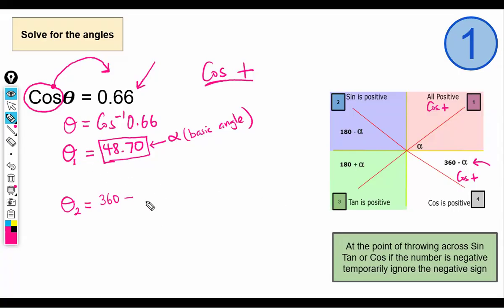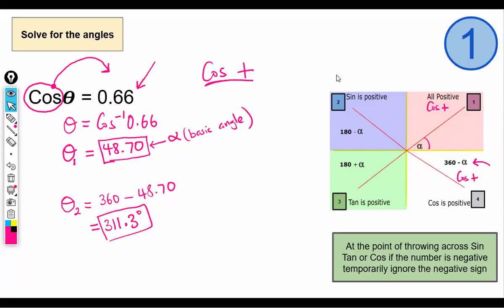Alpha is the first answer we get, which is 48.70. So what's our second answer? 360 minus 48.70, which is 311.3 degrees. You see, the formula in quadrant 1 is just alpha. Alpha is just the first answer you get. Don't worry, this takes a little bit of practice, guys. I know most people here, you only got about 50% of that. Give me some time to work with it, and you'll understand 100%.